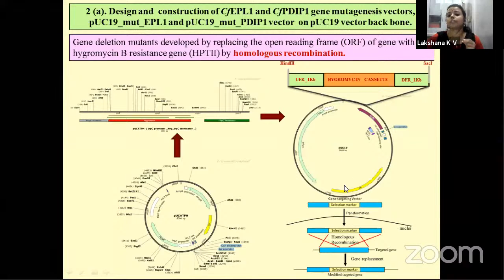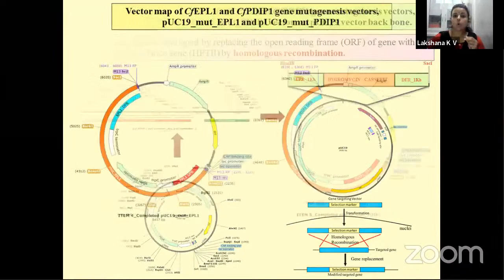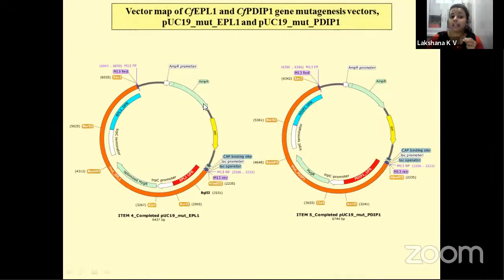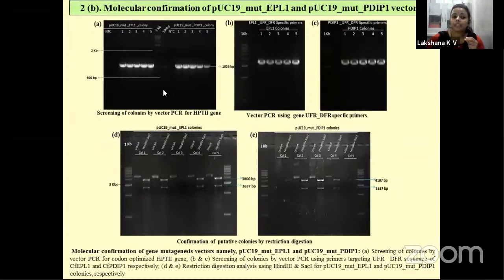Upon transformation of this mutagenesis vector into C. falcatum protoplasts, the gene of interest gets replaced by the hygromycin resistance gene by homologous recombination. This will generate gene mutants which are resistant to hygromycin selection. These are the vector maps of the designed mutagenesis vectors for generating EPL1 mutants and PDAP1 mutants. The mutagenesis vector was synthesized by GenScript.